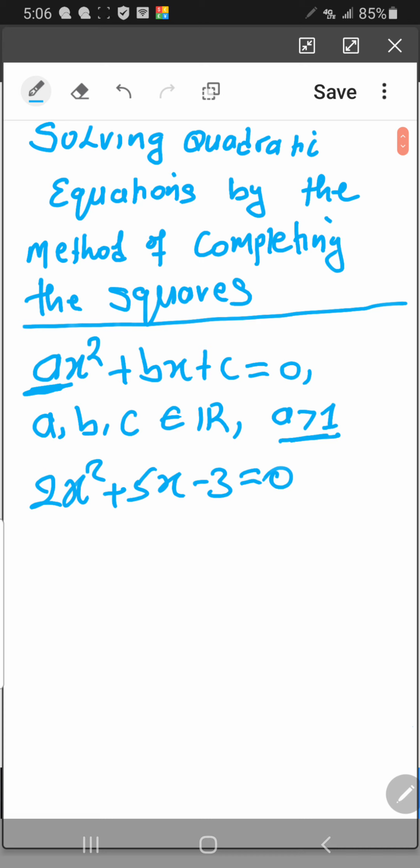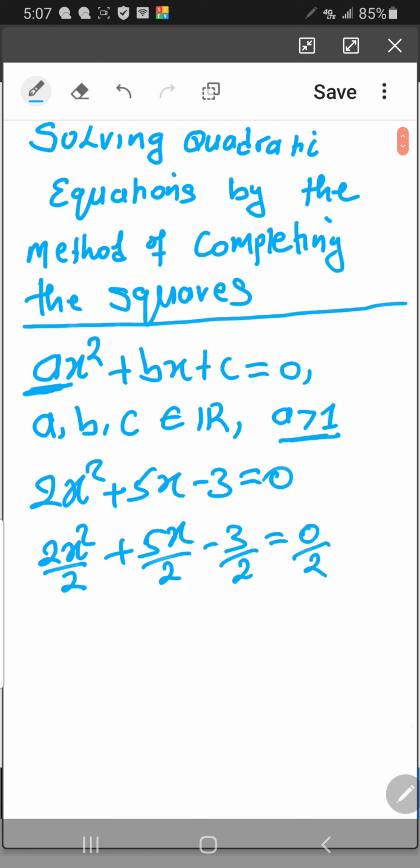First, we make the coefficient of x squared to be 1 by dividing left hand and right hand sides by the coefficient of x squared, which is 2. So 2x squared over 2, plus 5x over 2, minus 3 over 2, is equal to 0 over 2. Now 2 cancels 2, we have x squared plus 5x over 2 minus 3 over 2 is equal to 0 over 2, which is 0.